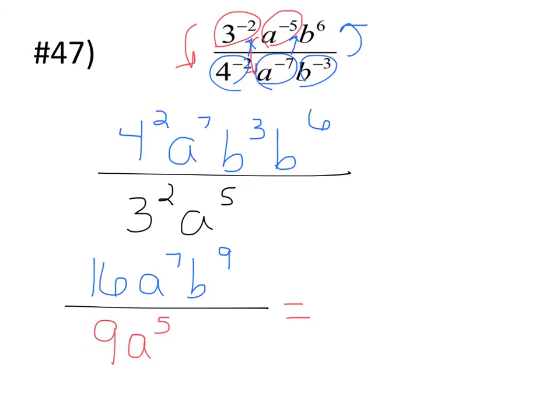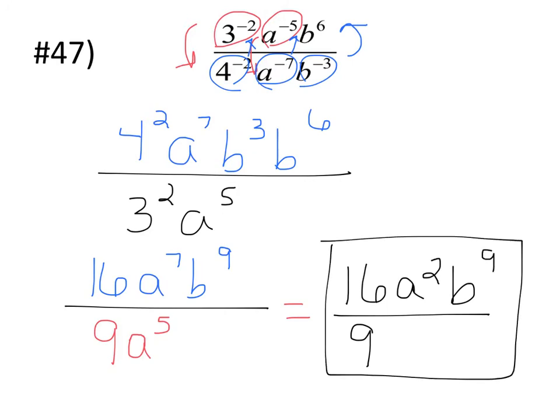coefficients if necessary. So 16 and 9, do they have anything in common? They actually don't, so there's nothing that we can reduce that to anyway. So we're going to leave 16 and 9 alone. So we've got 16 over 9. And we're going to leave a squared because, like bases, you subtract 7 minus 5, a squared, in our numerator, and then we're going to leave b to the 9th in our numerator. And that is going to be our solution.